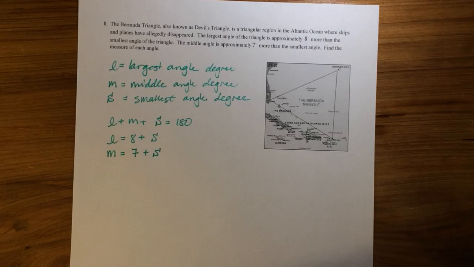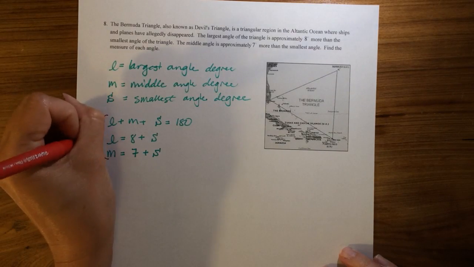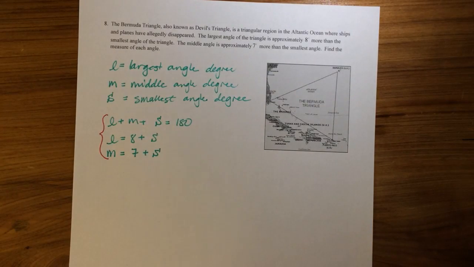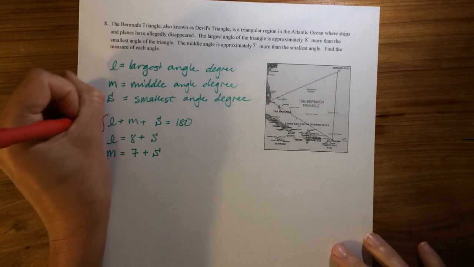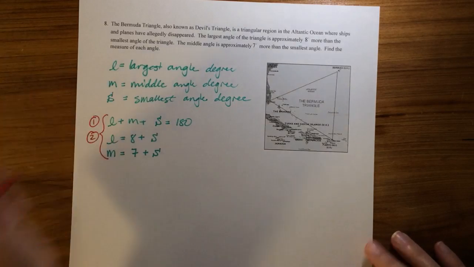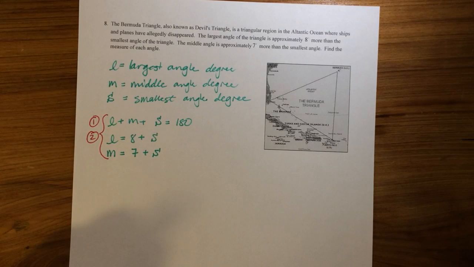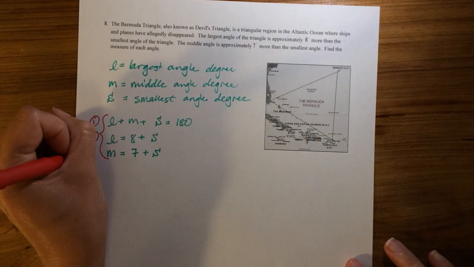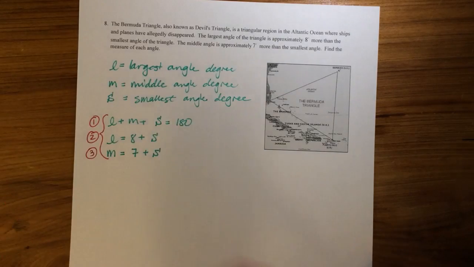All right, so I'm looking at these 3 equations. So these are the 3 equations that we have. L plus M plus S equals 180. I'm going to refer to that as equation 1 just for sake of my speaking. L equals 8 plus S. I'm going to call that equation 2. M equals 7 plus S. I am going to call equation 3.